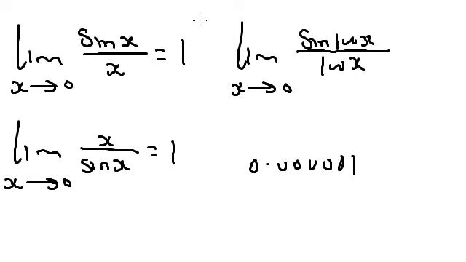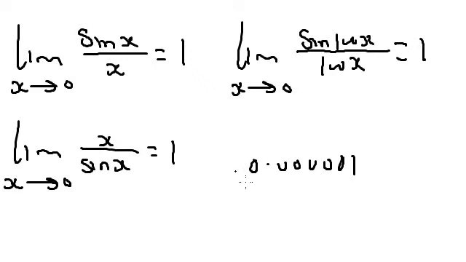So we are considering sine of 100 multiplied by 0.000001, all divided by 100 multiplied by 0.000001. Now notice that at the end of the day, we still have 1.